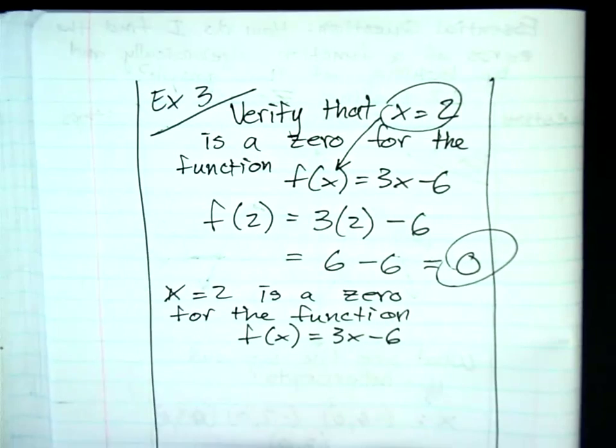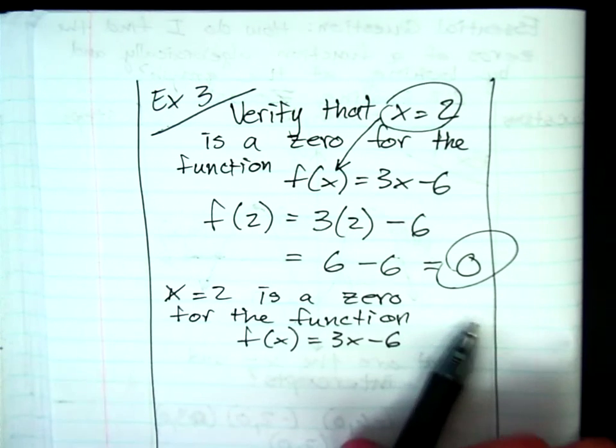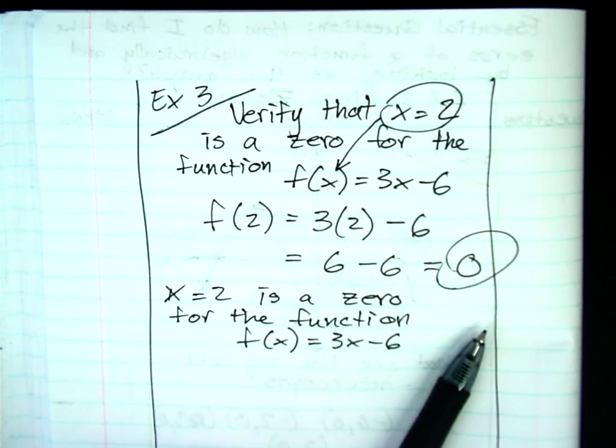Alright, those are the 3 examples. That's pretty much all you have to do in order to find the zeros of a function. If you need to, go ahead and rewind, replay as needed.